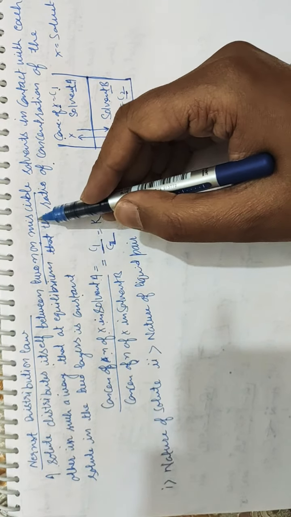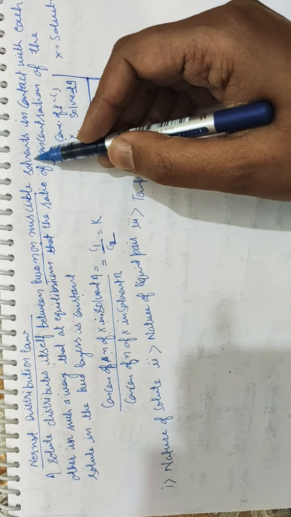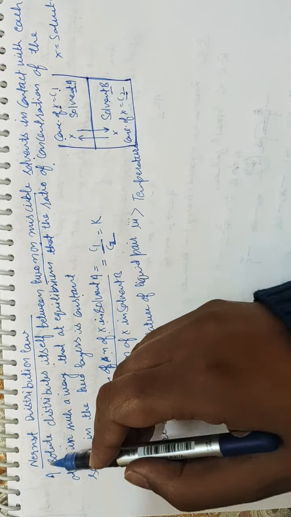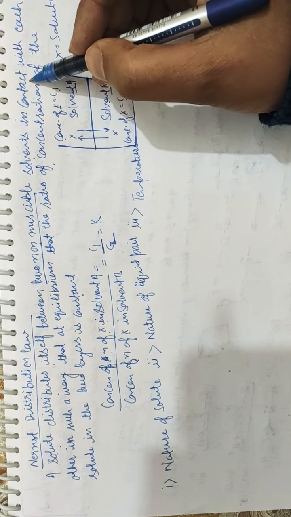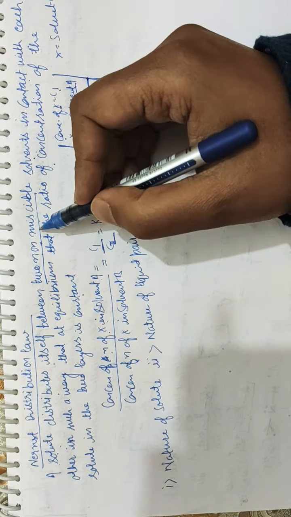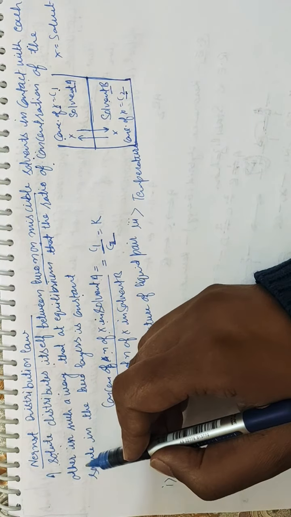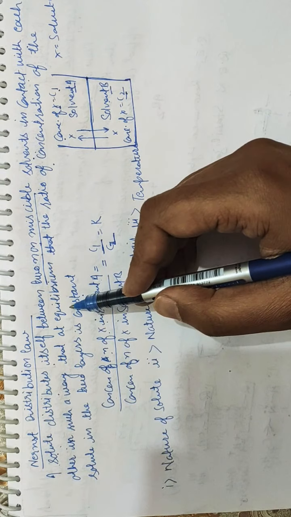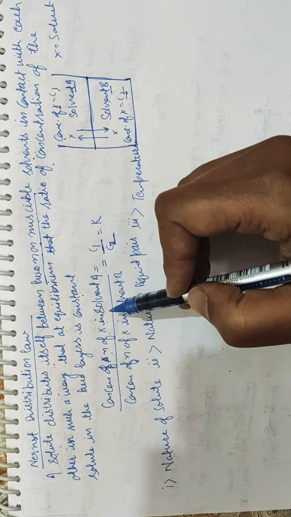So the solvent is that component of a solution which is in excess quantity and the solute is in lesser quantity. Two non-miscible solvents in contact with each other, in such a way that at equilibrium the ratio of the concentration of the solute in the two layers is constant.